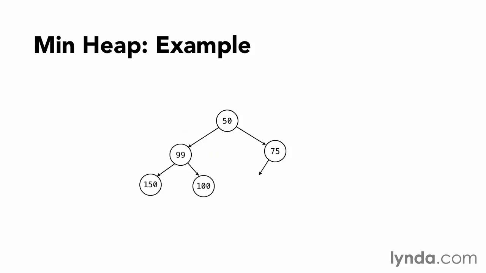Then let's add the number 76. The only available slot now is the left child of 75. Again, we're going top to bottom, left to right. So it'll slot it in there. It'll compare it to the parent. It's more than the parent. Not a problem. We're fine.